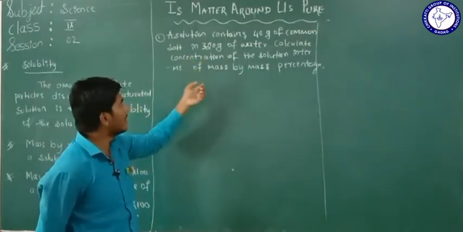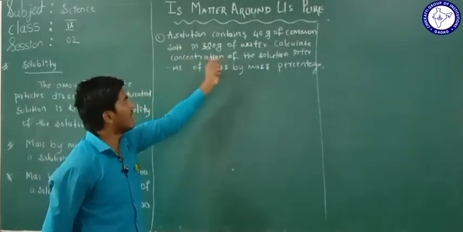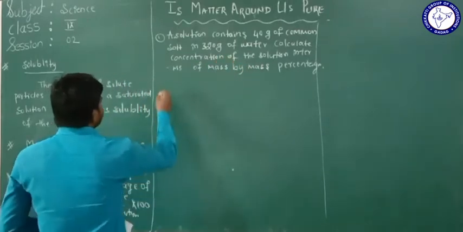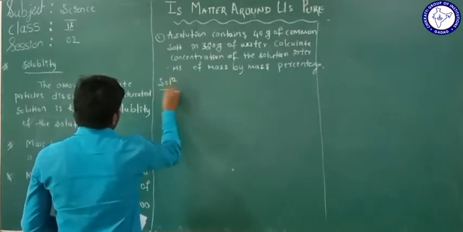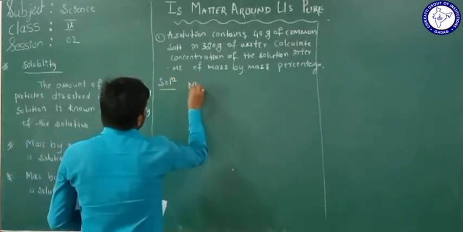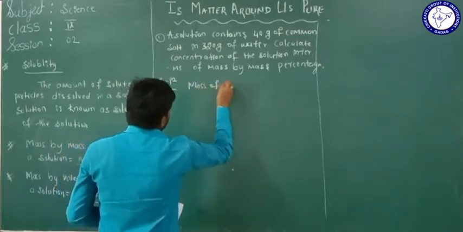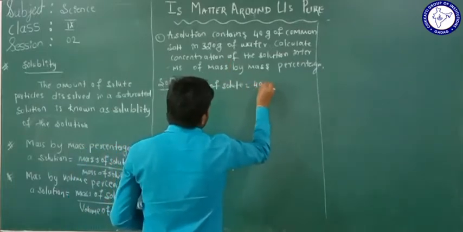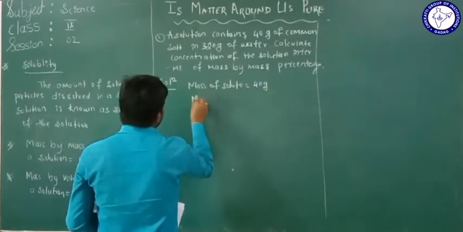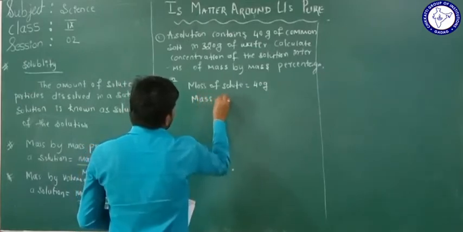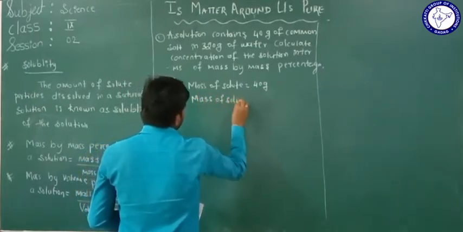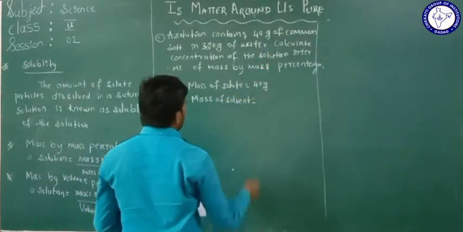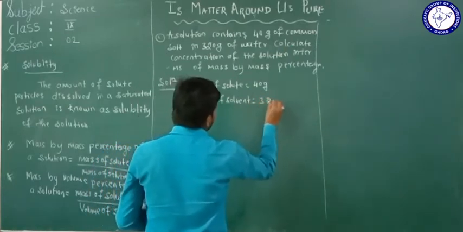And what they ask here is the mass by mass percent, the concentration of the solution in terms of mass by mass percentage. See, mass of solute is equal to how much? 40 gram. Then they give the mass of the solvent here. Here the solvent is water, the solute is common salt, and the mass of the solvent is 320 gram.